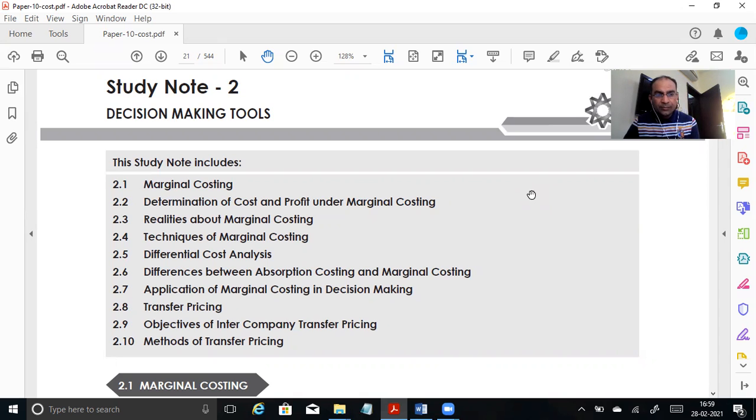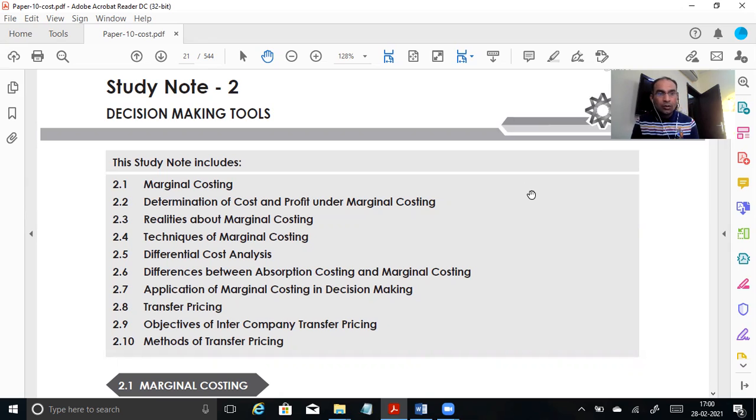And there are many chapters in the paper 10, that is cost. In this study material, I will be focusing only on numerical questions. Okay. For every chapter, I will cover some numerical questions in every class, so that you can learn all the numericals in a particular chapters. Regarding the theory, once we complete all the numericals, then we come back to the theoretical part.